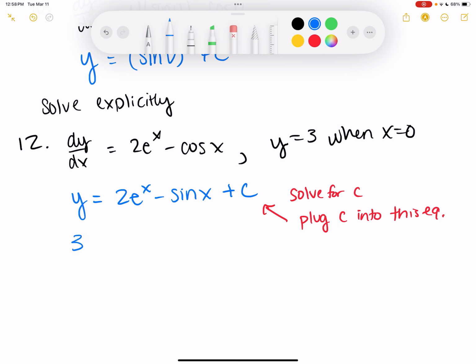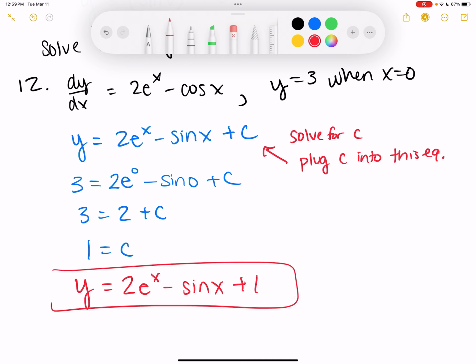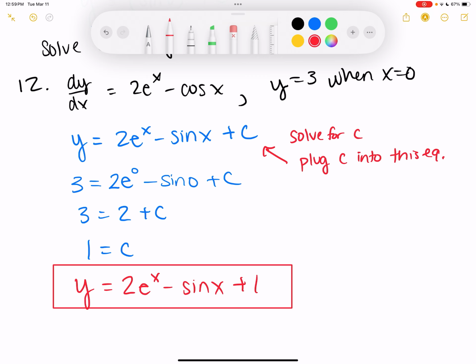So now 3 equals 2e to the 0 minus the sine of 0 plus c. So 2e to the 0 is just 2. Minus the sine of 0. What's the sine of 0? 0. Yep, so plus c. So 1 equals c. So then now we rewrite this. y equals 2e to the x minus the sine of x plus 1, and that is the exact value, or the explicit value.